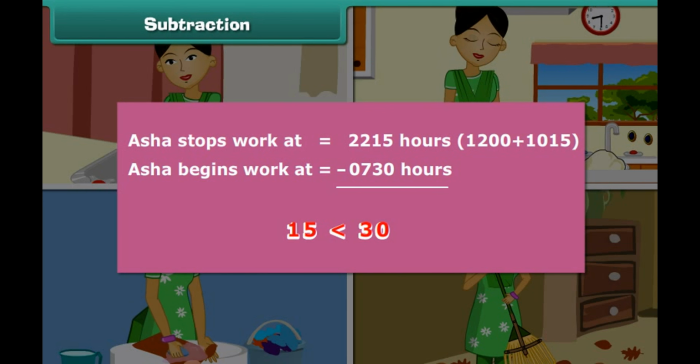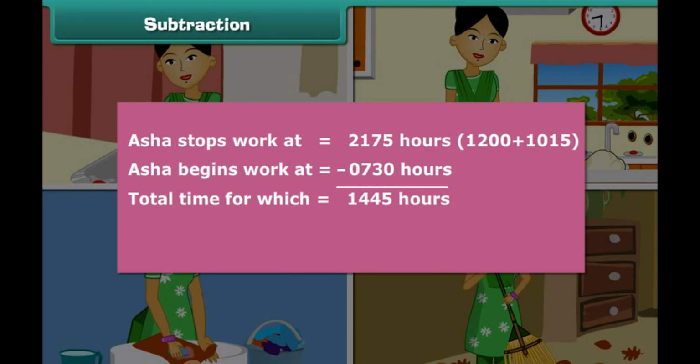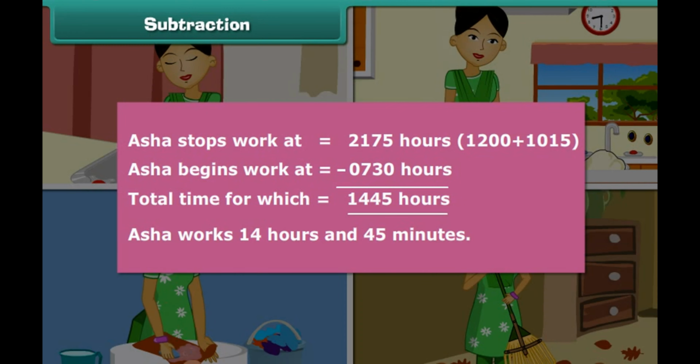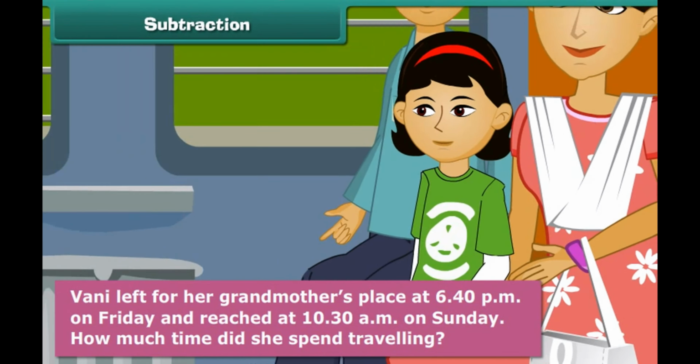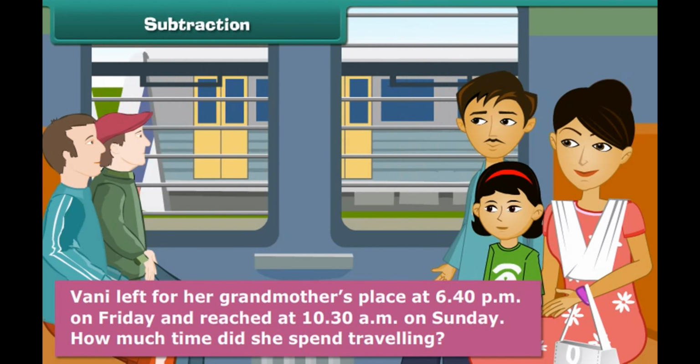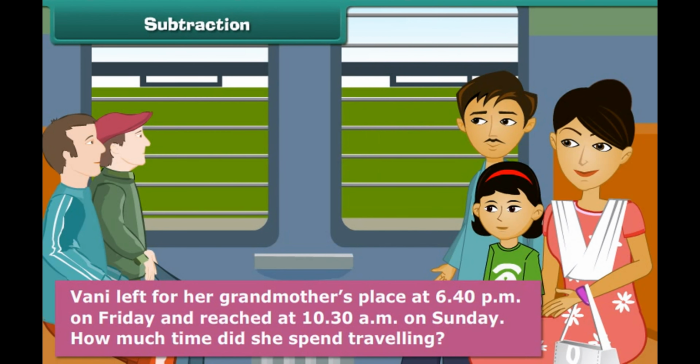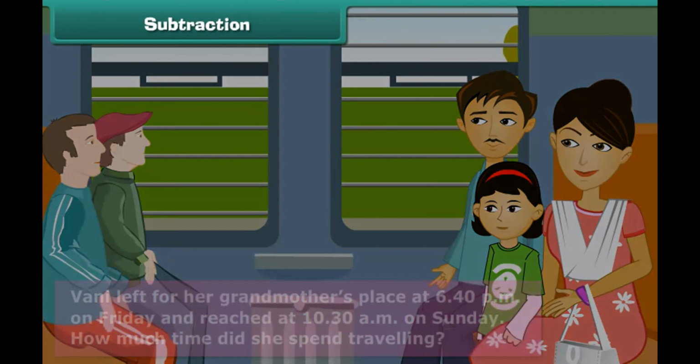We cannot subtract 30 from 15, so we borrow an hour. We add 60 minutes and subtract 1 from hours. Let us subtract now. Therefore, Asha works 14 hours and 45 minutes. Vani left for her grandmother's place at 6:40 p.m. on Friday and reached at 10:30 a.m. on Sunday. How much time did she spend traveling?